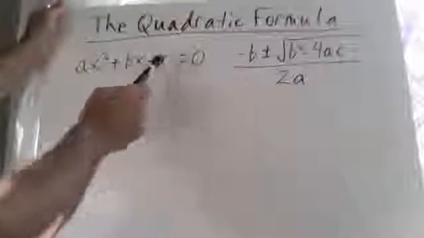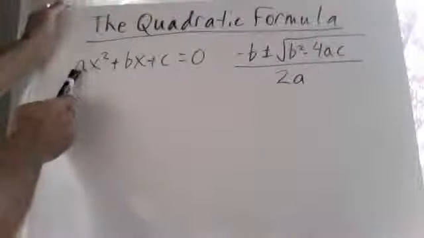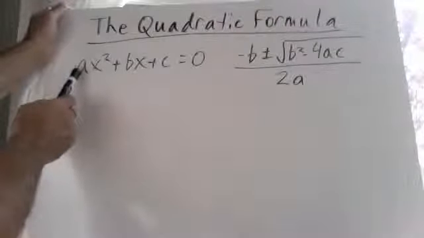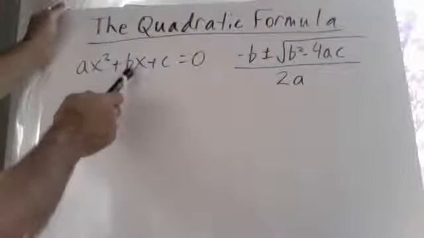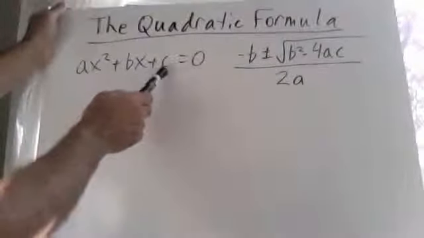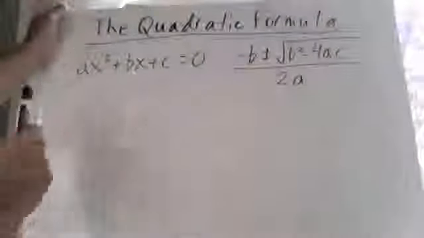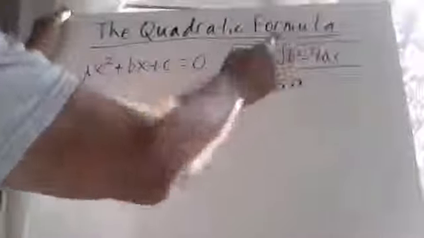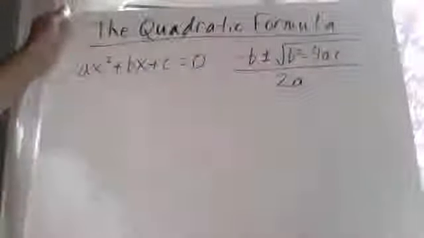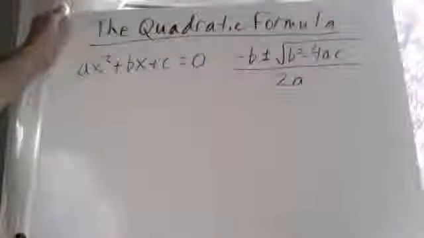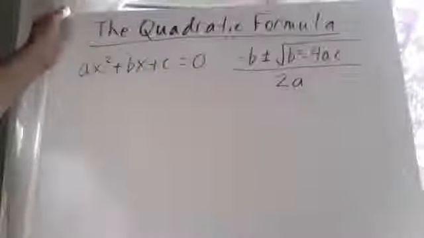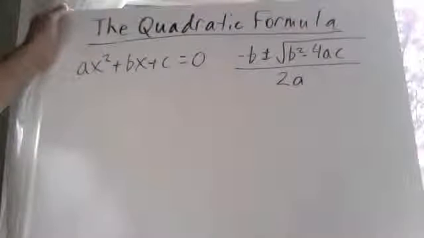Remember, this is called standard form. The coefficient in front of the x squared term is the a, the coefficient in front of the x is the b, and the other one is the c. Okay? So once you have a, b, and c, this is what's known as the quadratic formula: the opposite of b plus or minus the square root of b squared minus 4ac, all over 2a.